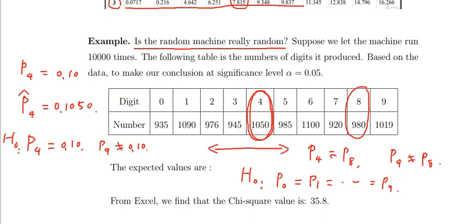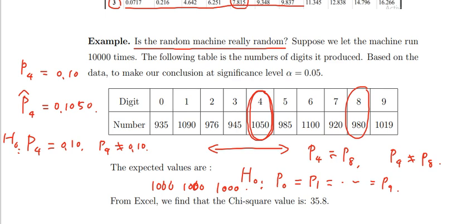So H0 is just no difference. If there is no difference, then each one should be 1000. So its expected value should be 1000, 1000, 1000, right? 1000, 1000 for each digit. Oh, sorry, 1000. Okay, like that, right?